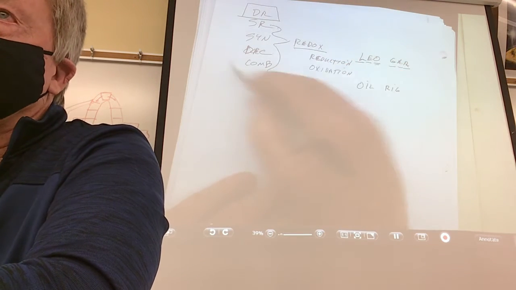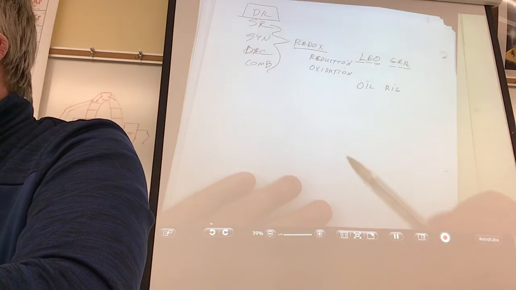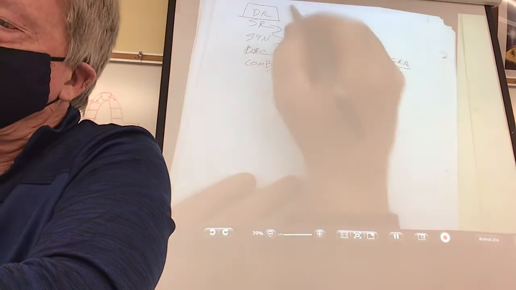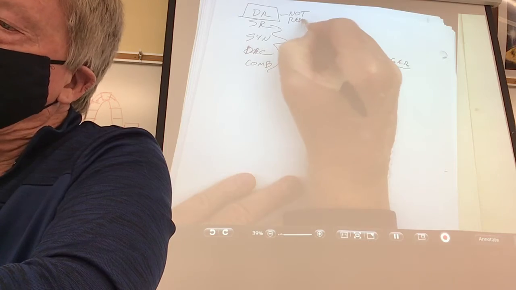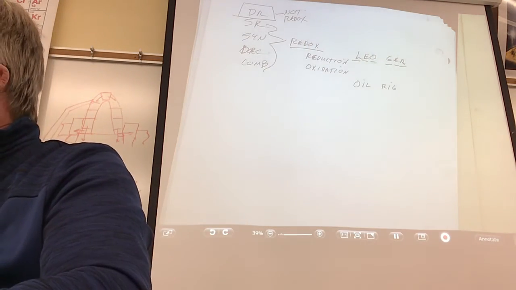All of these are redox reactions, all of them. Somebody's going to gain electrons, somebody's going to lose, you get it? But which ones are not redox? Not redox. That means that the driving force is not somebody gaining electrons and something losing.